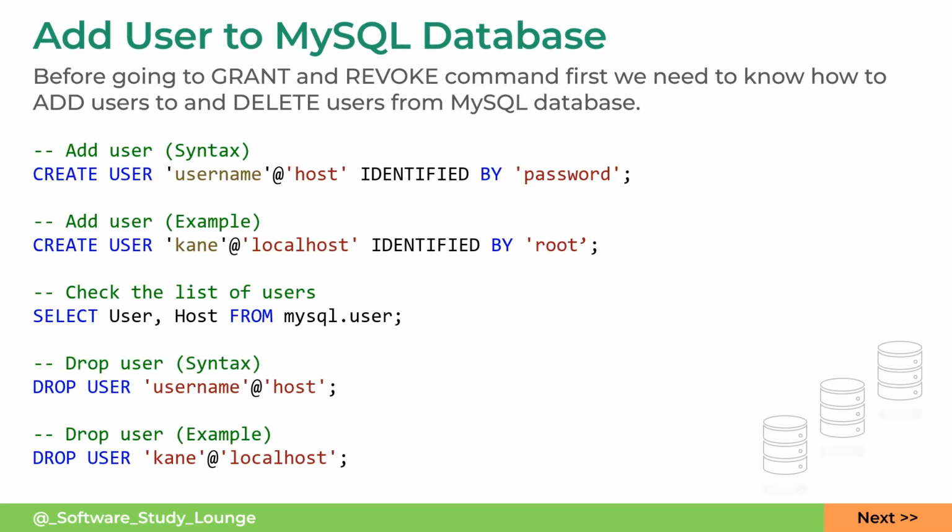So before going to the command, first we check how to add a user into the MySQL database and how to list out all the users present in the database. Before going to GRANT and REVOKE, first we need to know how to add a user to and delete users from the MySQL database. So the syntax is CREATE USER, then in single quotes username at the rate of host name, IDENTIFIED BY the password. In single or double quotes you mention the password.